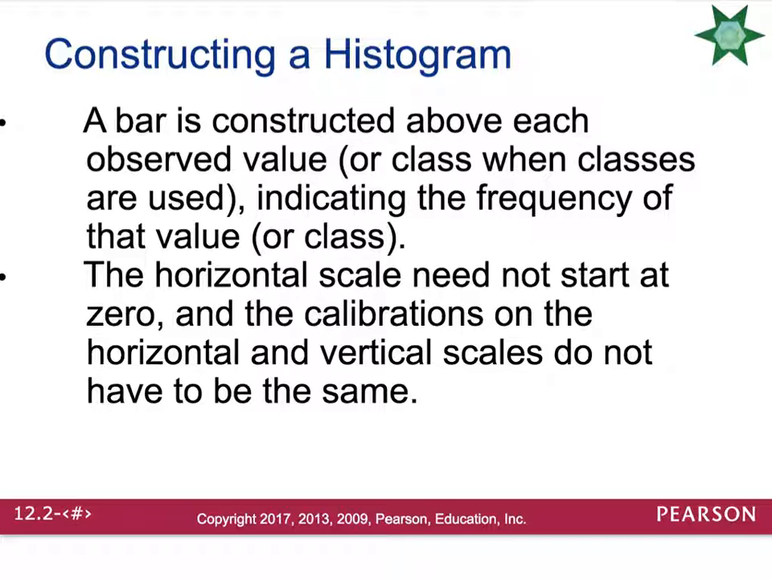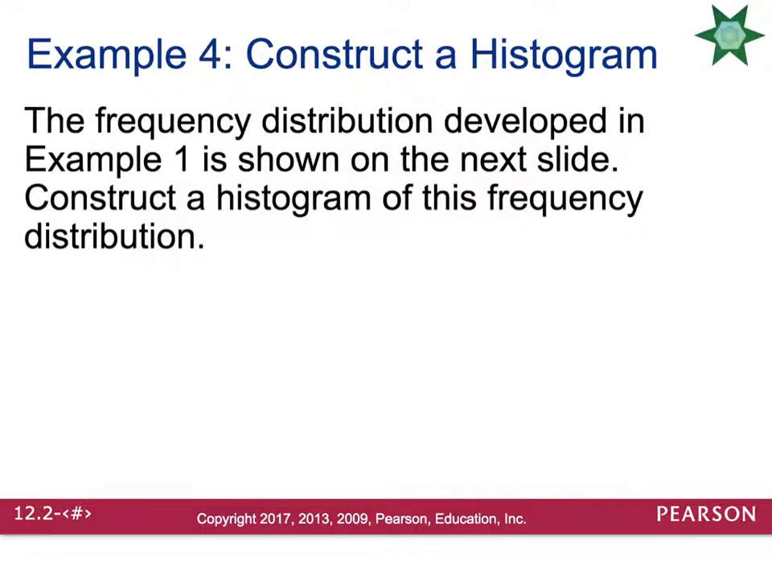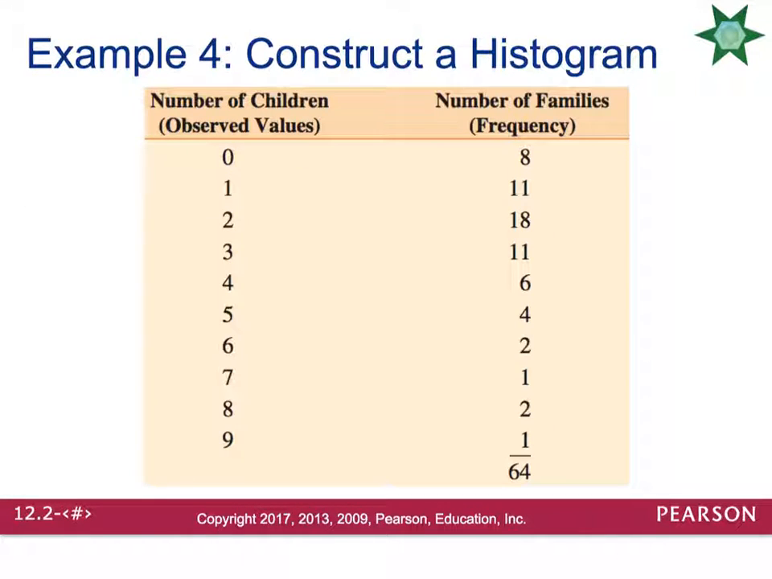The horizontal scale does not need to start at 0, and the way you count the horizontal scale and the way you count the vertical scale do not have to be the same. The vertical scale must start at 0, and sometimes if you have a really large frequency, you may have to do a break on your graph with a little squiggle so that you can get to the actual data points. So let's look at a situation where we turn the frequency diagram we just created into a histogram. Remember, our frequency diagram from the first example is reviewed here.